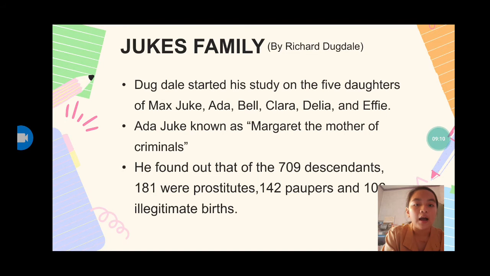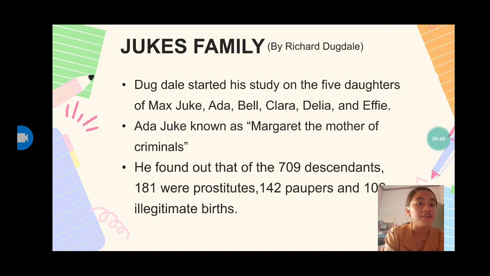So, related, and this in turn intrigued him as a perceived pattern of criminal inheritance. Okay, so Dugdale started his study on the 5 daughters of Max Juke: Ada, Belle, Clara, Delia, and Effie. Ada Juke, known as Margaret, the mother of criminals.